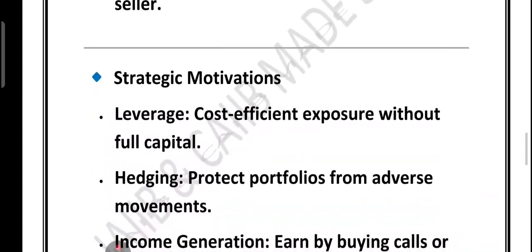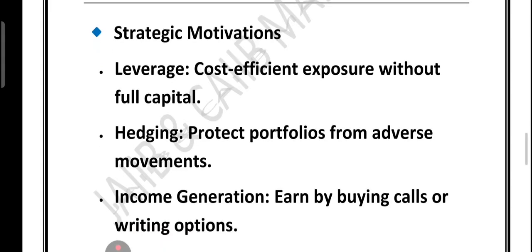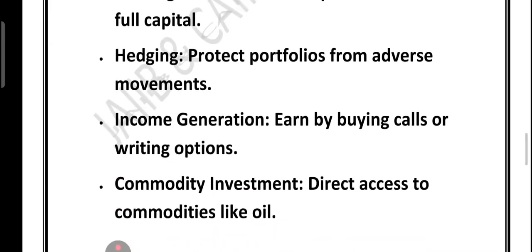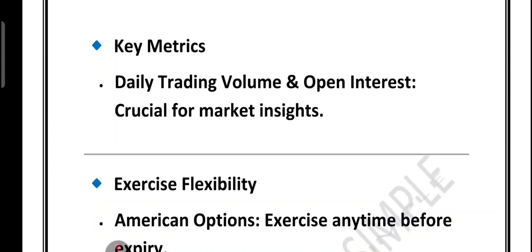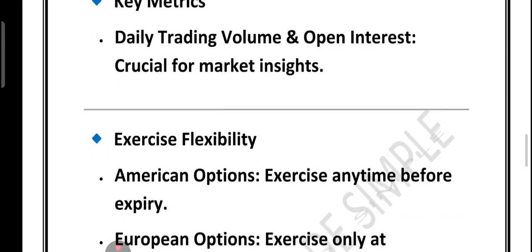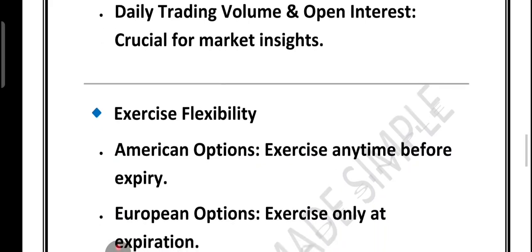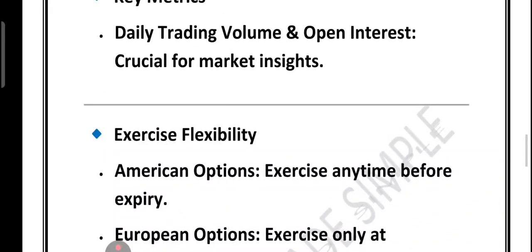Strategic motivation: an investor can use options for leverage, hedging, income generation, commodity access. These are the keywords, right? There are some terms, two important numbers that help the trader. That's called daily trading volume, which means how many contracts are traded that particular day. Open interest. Open interest means what? The total active contracts, right?